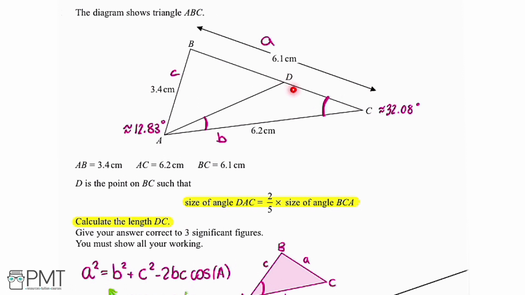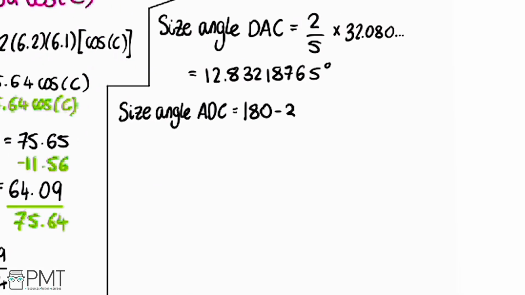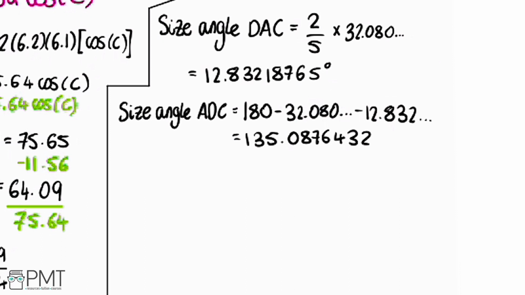Now we've got one more angle in this triangle that's unknown, so let's work that out. Now we know the sum of all the angles in a triangle is 180 degrees. The size of the angle ADC is going to be 180 minus both our other two angles. So 180 minus 32.080 minus 12.832 And again, using the long numbers for these that we stored into the calculator, we should get 135.0876432. And we can now use the sine rule.